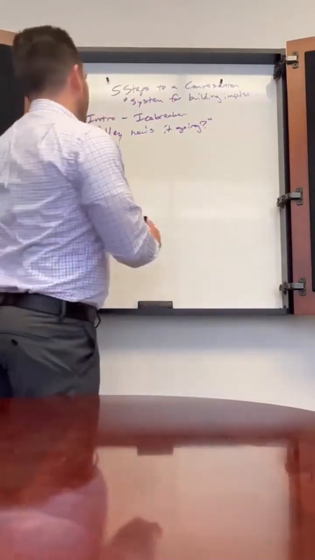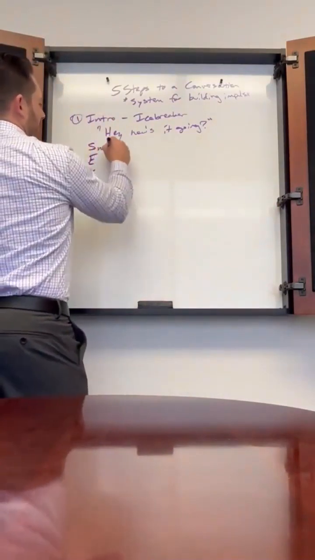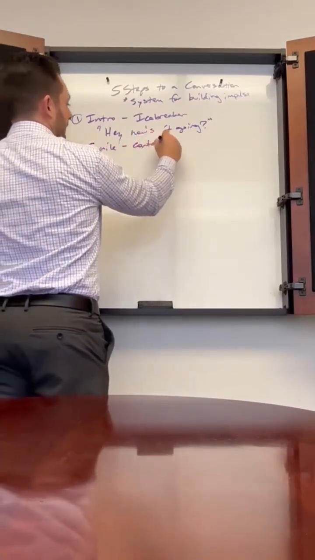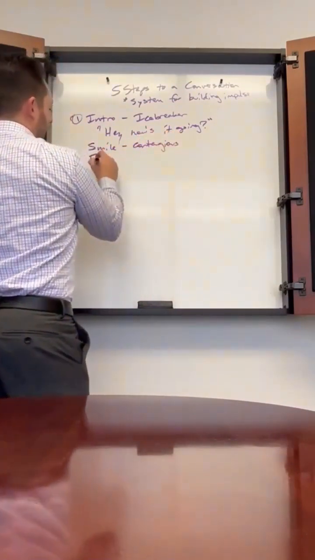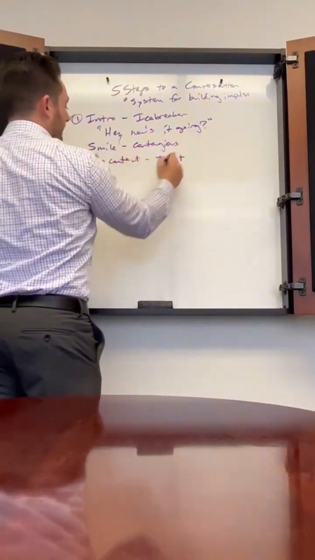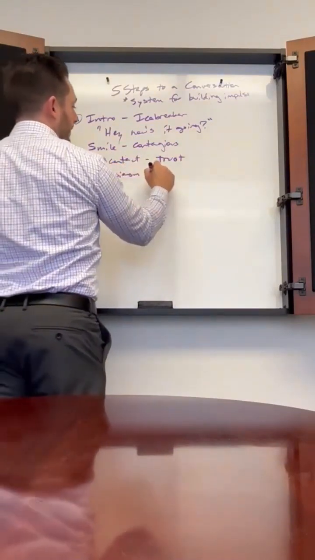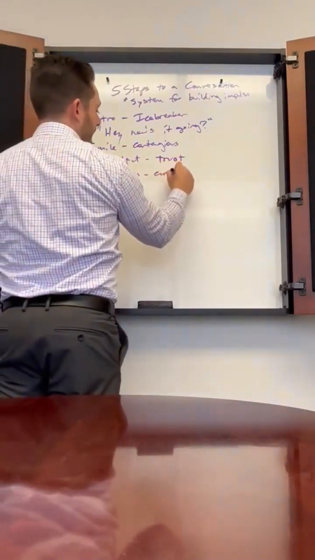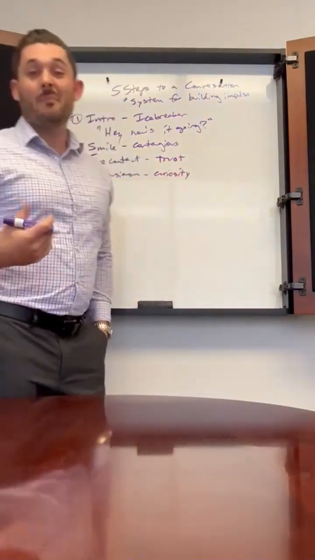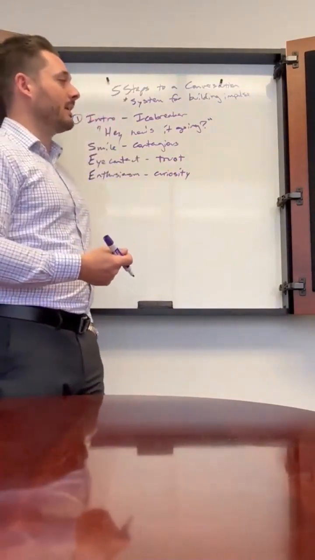That's my intro. So here I want to use my C factors. C is an acronym for smile. We smile because it's contagious. Eye contact, which builds trust. And enthusiasm, which builds curiosity. So a good intro has these components. A bad intro, lacking enthusiasm, people obviously aren't going to reciprocate well and aren't going to be excited.